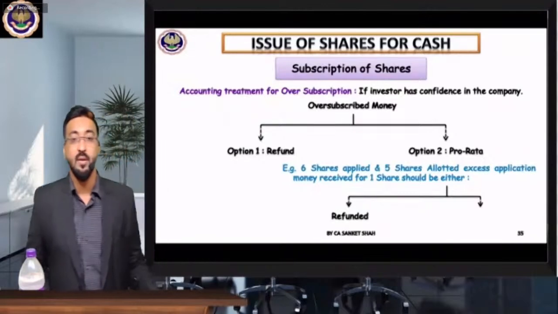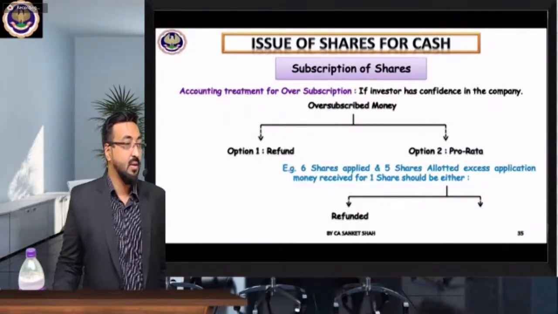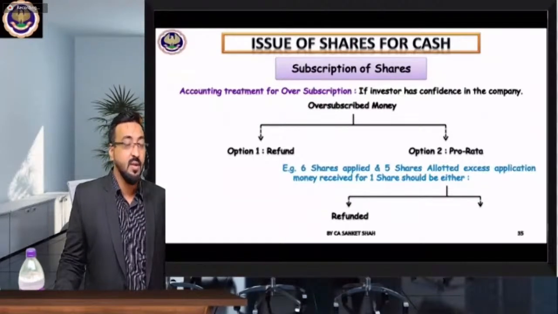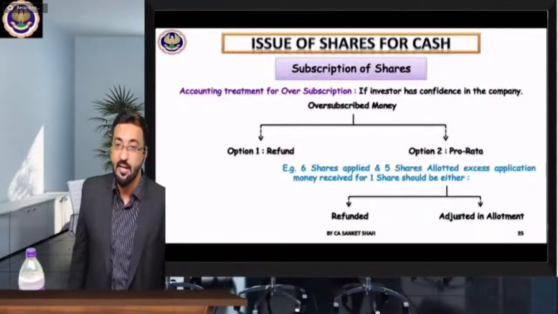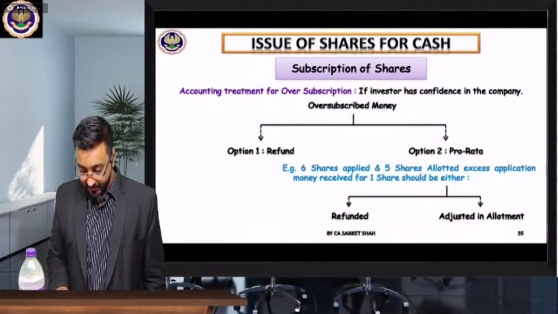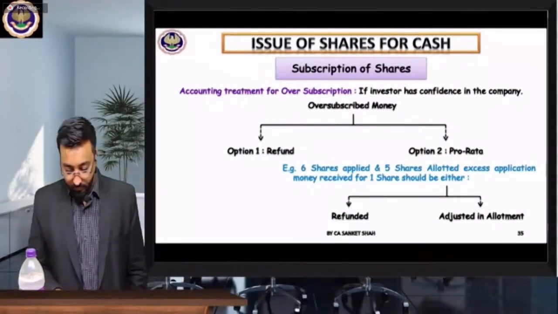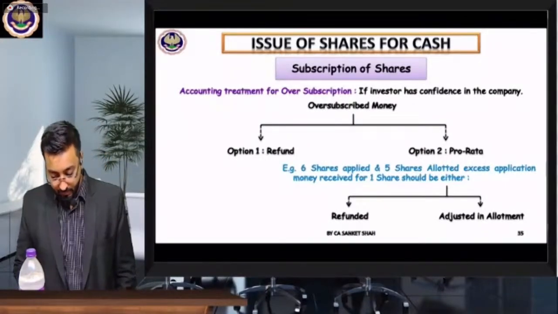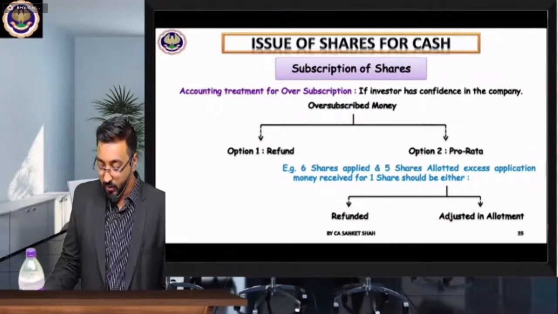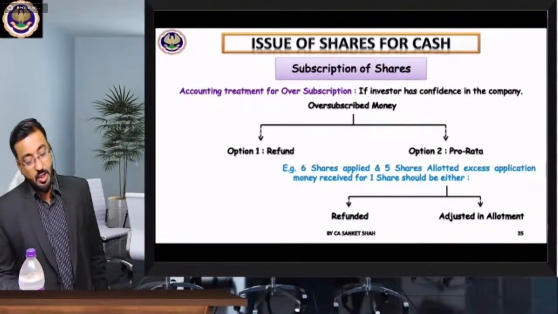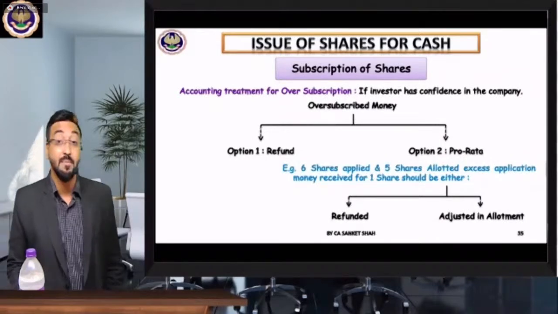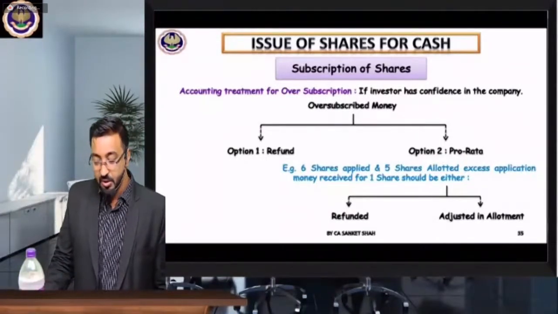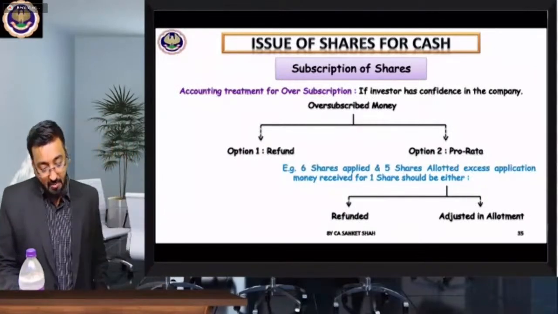Example is also given. 6 shares applied by Mr. Patel, but we have allotted only 5 shares. So we have excess amount of how many shares? 1 share. Either we will refund it or we will adjust that 1 share amount in allotment. It is called prorata. Very good, Shiba Khan. She wrote the example in the comment section. Full subscription means issue 10,000 and subscribed also 10,000. Under subscription, issued 10,000 but subscribed only 9,000 by the public. And over subscription means issued 10,000 and subscribed 12,000. Very good.